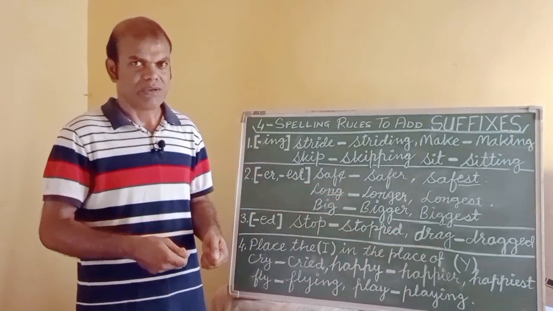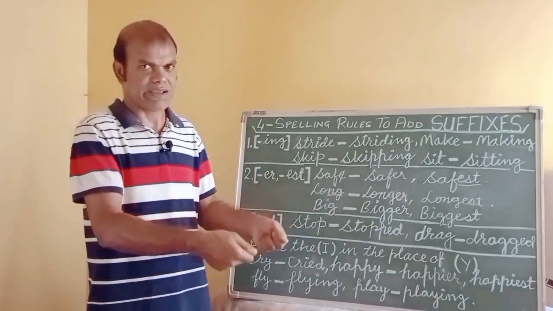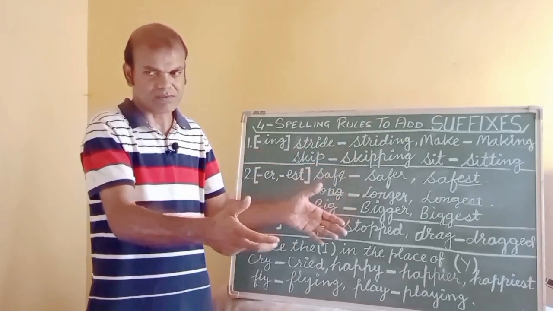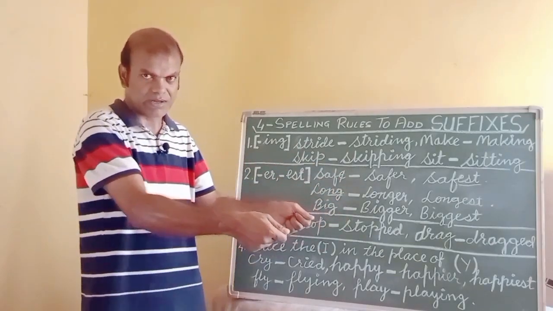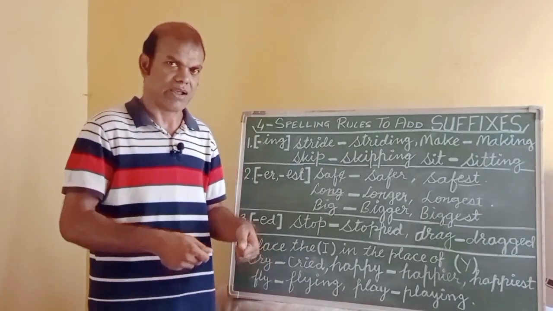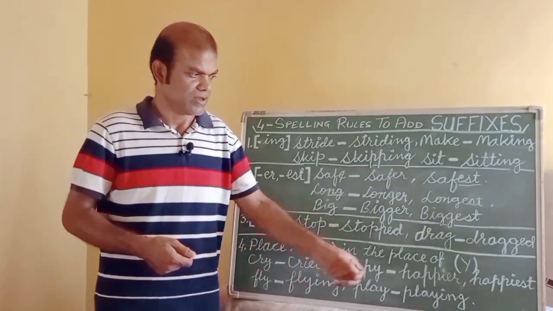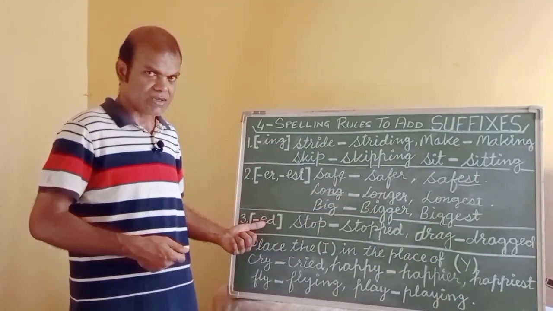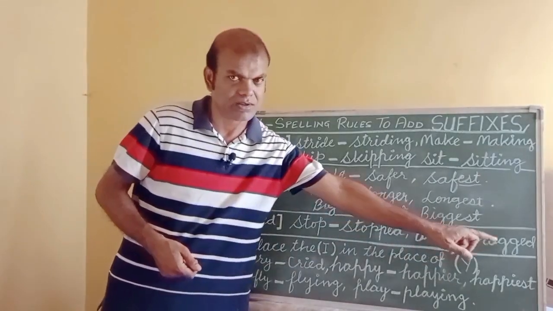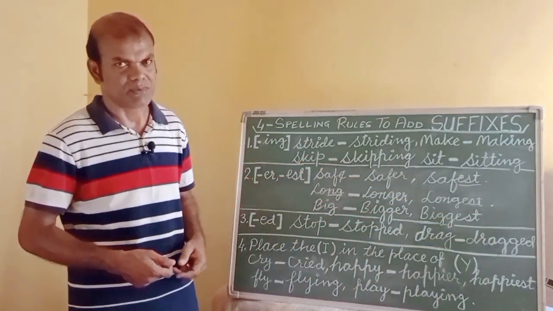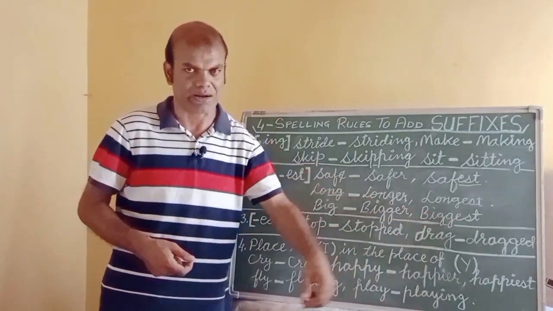Drag. Now drag means to pull something with strength. Let's say you are shifting some heavy thing to another place. You are pulling that and shifting it to another place. That is known as drag. In drag also, to add the suffix ed, we are going to double the G and then we'll add the suffix ed. We'll get the past or past participle, dragged.